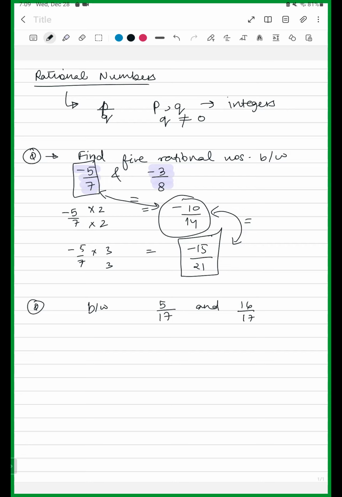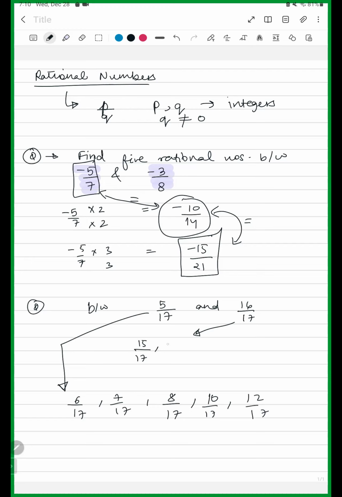Yes, it will be 15/17, 14/17, 13/17, 12/17 and 11/17. Okay, so you went backward from here. You could have also done it like this: 6/17, 7/17, 8/17, 9/17, 10/17, whatever. So there's 5. What you were doing, that's also not wrong. That's also correct. So now you got how to do this type of question.